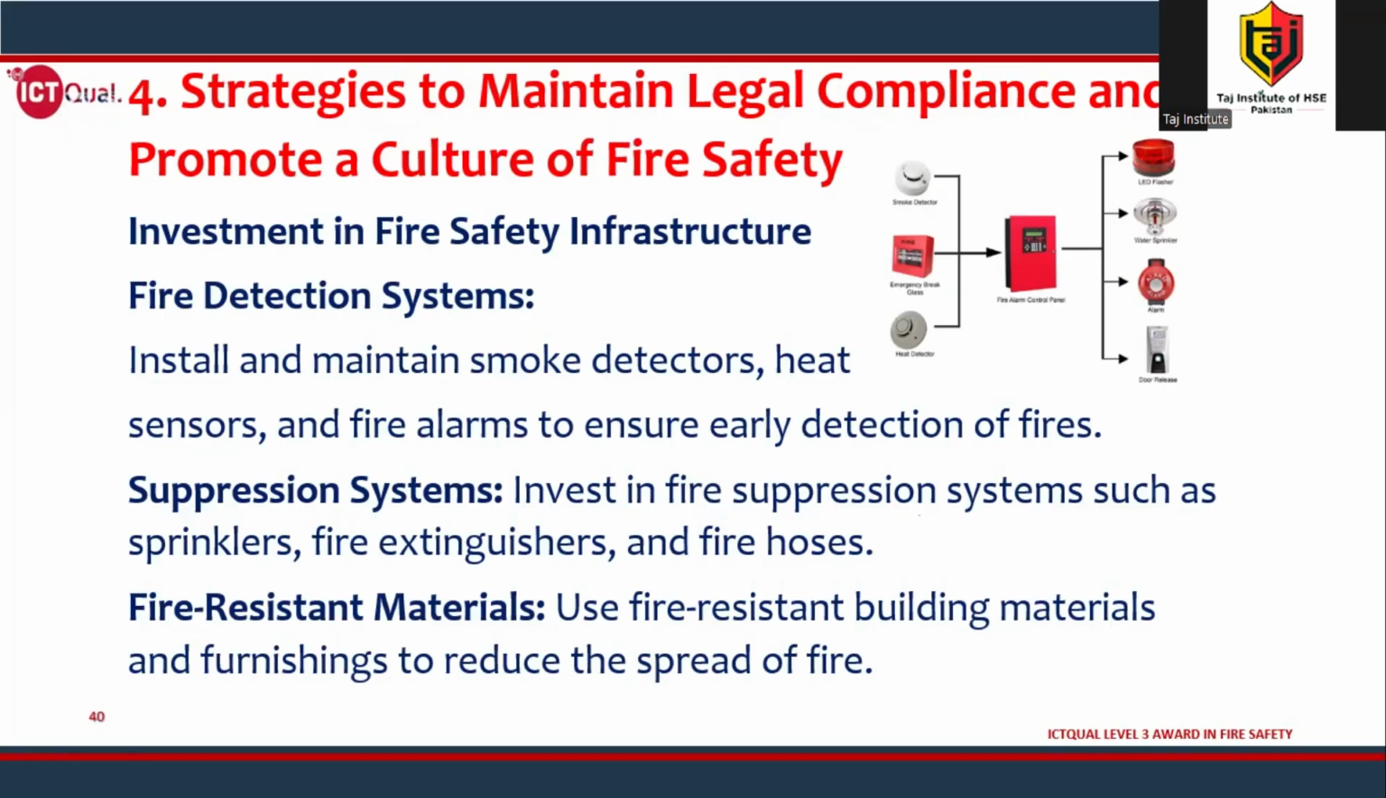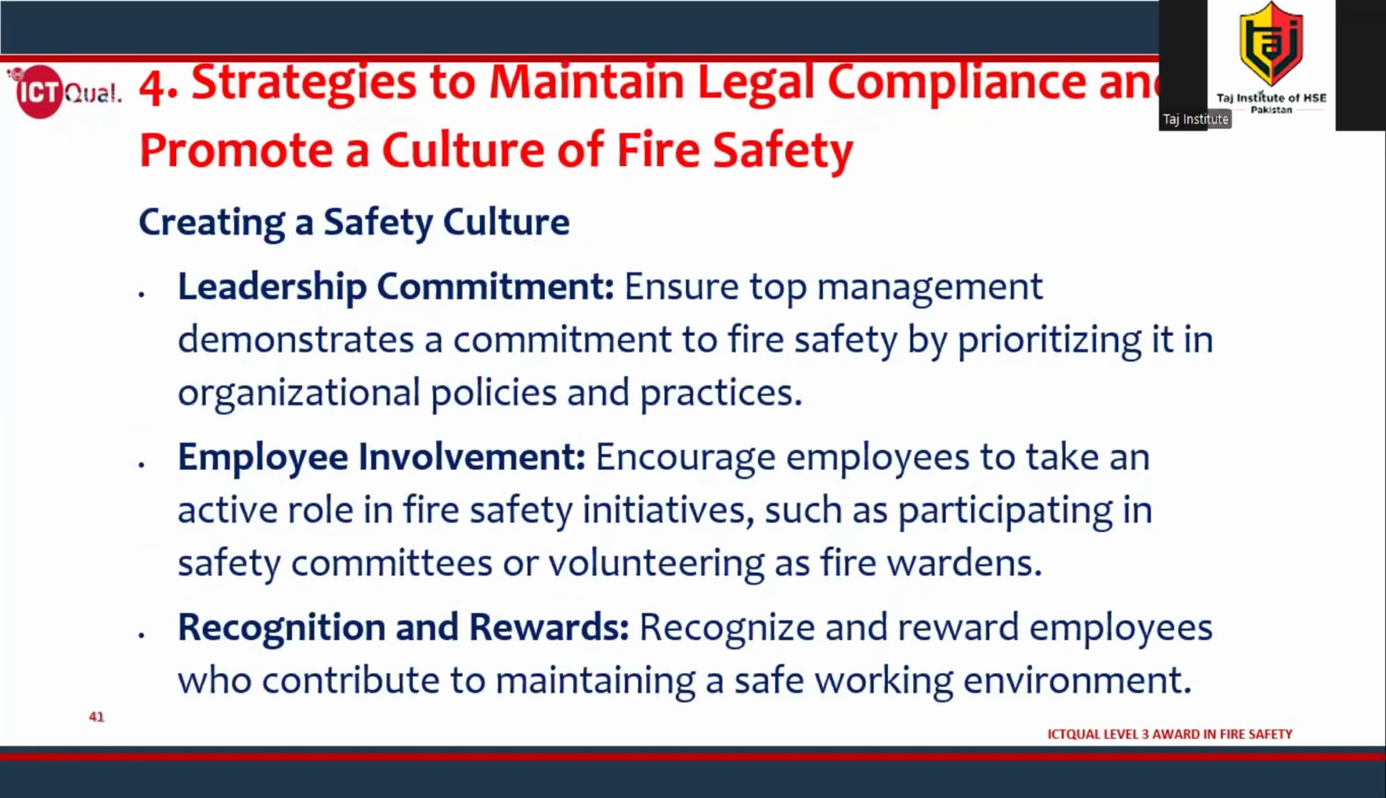Suppression systems. Invest in fire suppression systems such as sprinklers, fire extinguishers, and fire hoses. These are the main things in a working area, in a company, in industries. If they are not available, you have to convey the message to the higher authority. Fire resisting materials. Use fire resistant building materials and furnishings to reduce the spread of fire.